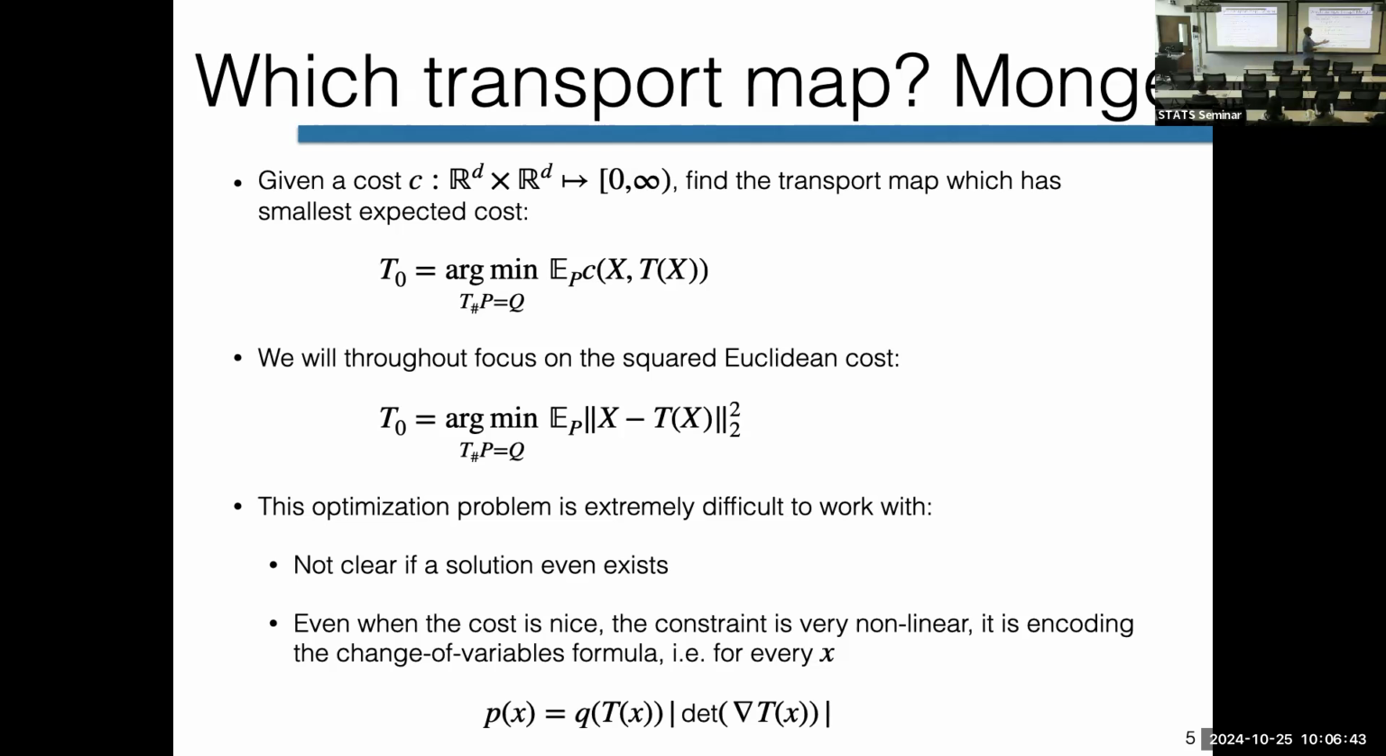And even if you ignore that problem, then the second thing that will be annoying about this optimization problem is that it has an extremely nonlinear constraint. So this benign looking constraint which says that P has to be pushed onto Q by this map, if you think about it, it's encoding for you a change of variables formula. It's saying that if you think of this map as somehow differentiable, then for every x, P of x has to be equal to Q of T of x times some Jacobian term. And so there's a very nonlinear constraint that's hiding over here. This makes this optimization problem kind of hard to think about. Okay.